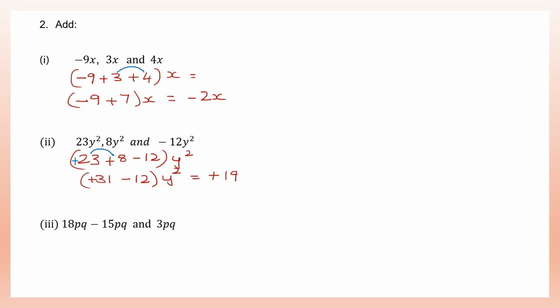Here we have PQ. So let's write down only the numbers because they are all like terms. 18 minus 15 plus 3, PQ. Okay. Add up the numbers which have the same sign. Plus 18 plus 3. We can add up these two. So we get 18 plus 3 is 21. 21 minus 15 PQ. 21 minus 15 is 6 PQ. Okay, here we need to write yx squared for the second one. This third answer is 6 PQ.